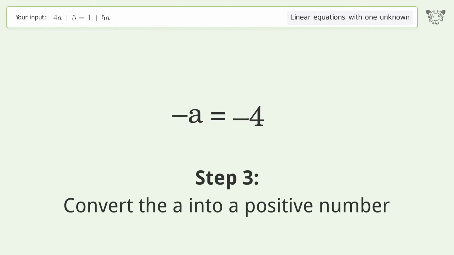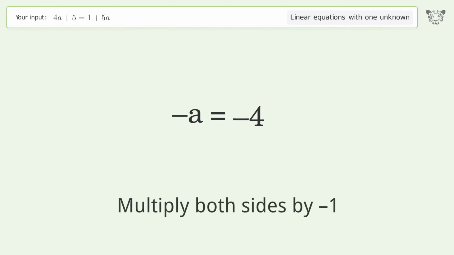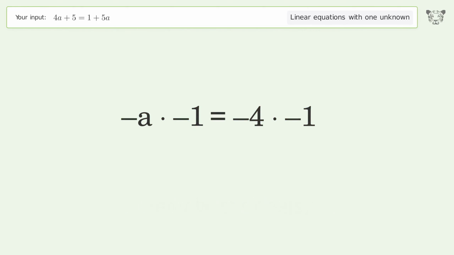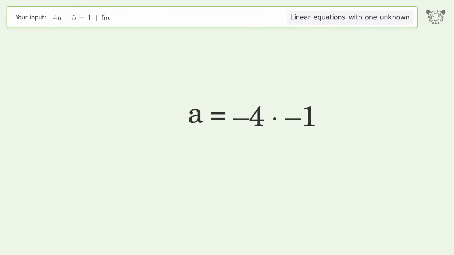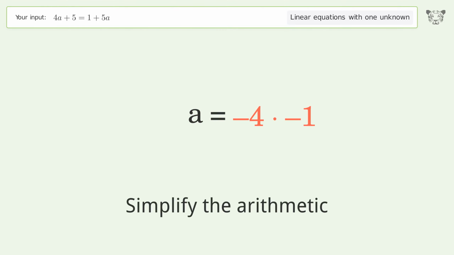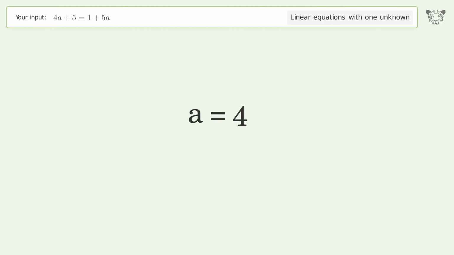Convert the 8 into a positive number. Multiply both sides by negative 1. Remove the 1s. Simplify the arithmetic. And so the final result is 8 equals 4.